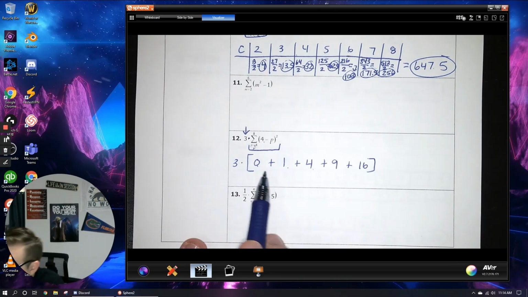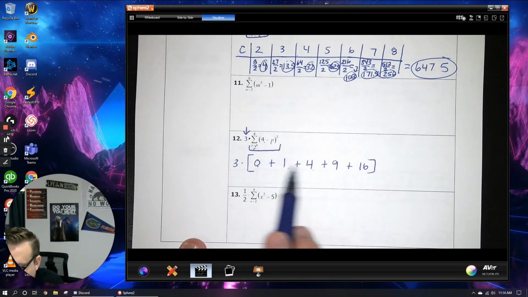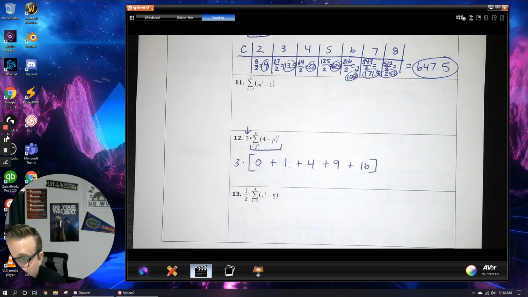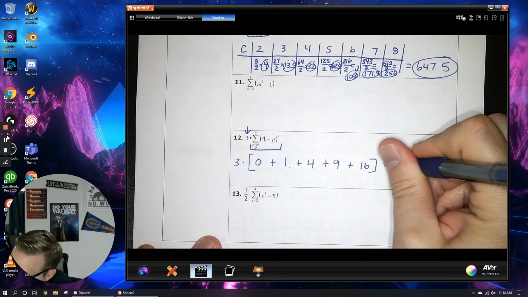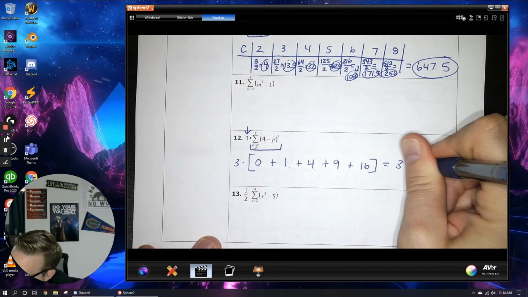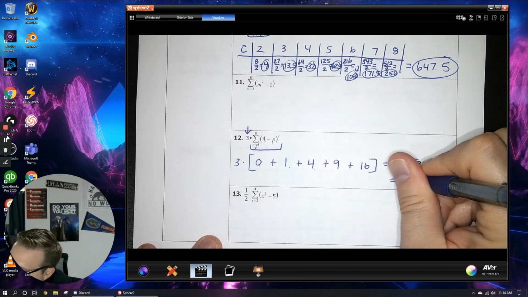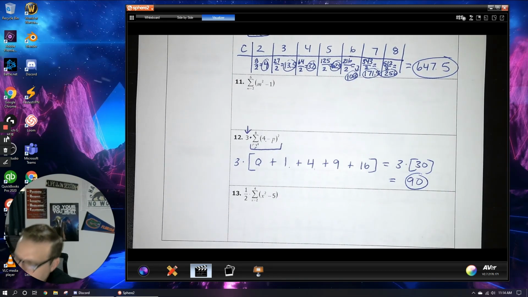Okay, so what does all of this add up to on the inside here? It adds up to 30. So this is going to be 3 times the value 30. And so the answer here would be 90. Okay.